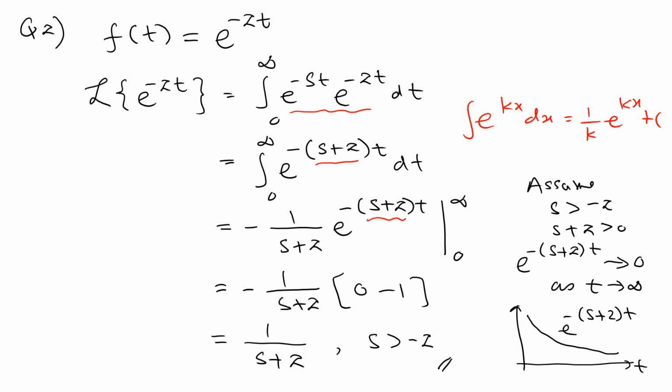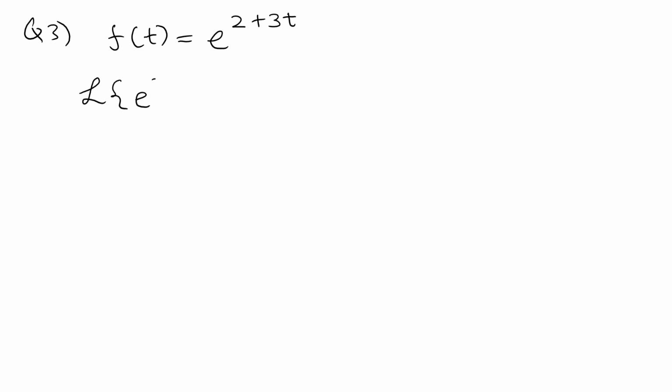Let's look at another one which is very similar to this. Suppose we have f(t) = e^(2+3t). So the Laplace transform of e^(2+3t), by the definition, is the integral from 0 to infinity of e^(-st) e^(2+3t) dt. In this case we can do a little bit of algebra.